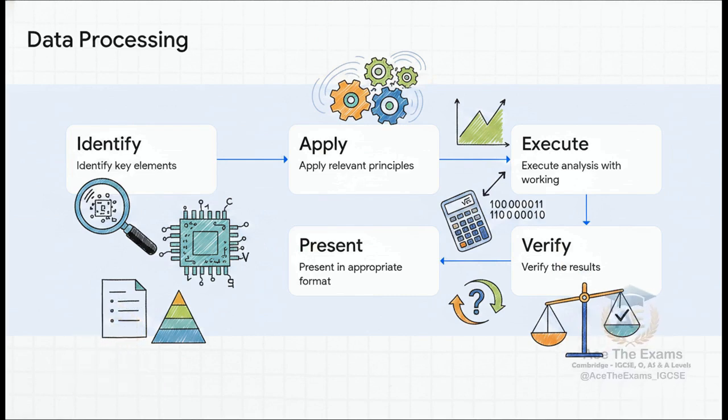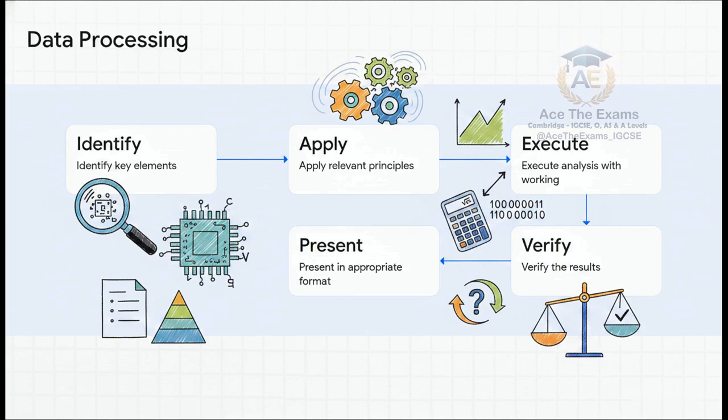Step 2, apply relevant principles. For example, how does an increase in clock speed dynamically interact with a change in cache size? Step 3, execute analysis with clear working. This means actually extracting data from the system specs provided and mathematically proving your point. Step 4, verify the results to ensure your calculations make logical, real-world sense. And Step 5, present in an appropriate format.